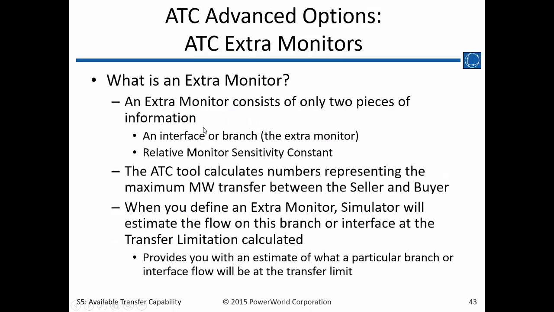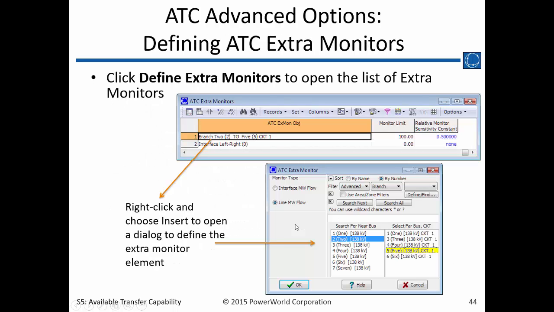Okay, so another thing that you can do is extra monitor. You can basically define a line or an interface you want to monitor, and then you can provide a sensitivity constant, and this is described mathematically on one of the later slides as a criteria to determine whether or not the extra monitor gets monitored. And then you can calculate the flow on that at each stage.